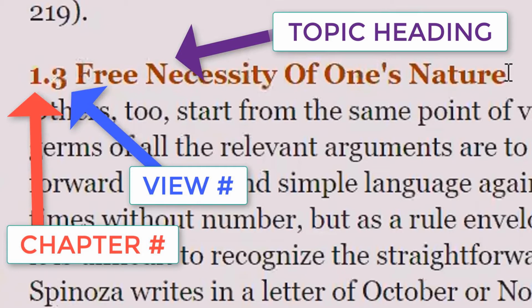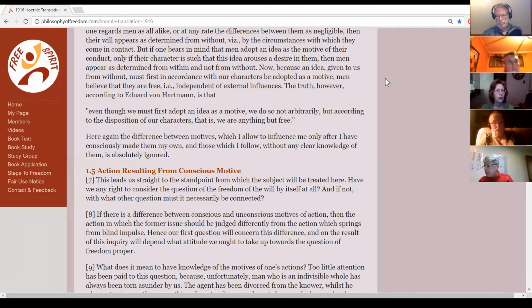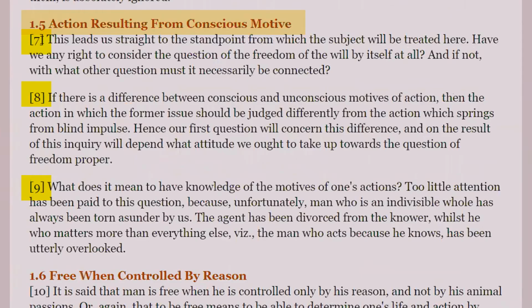So are these titles like this, is that in the book? Or is that a title you gave me? I gave those titles. So these numbers right here, like 1.5, the 7, that's paragraph number 7 of that chapter. The paragraphs are a different number system, but these are the paragraph numbers, paragraph 7, 8, and 9, under the 1.5 topic heading.